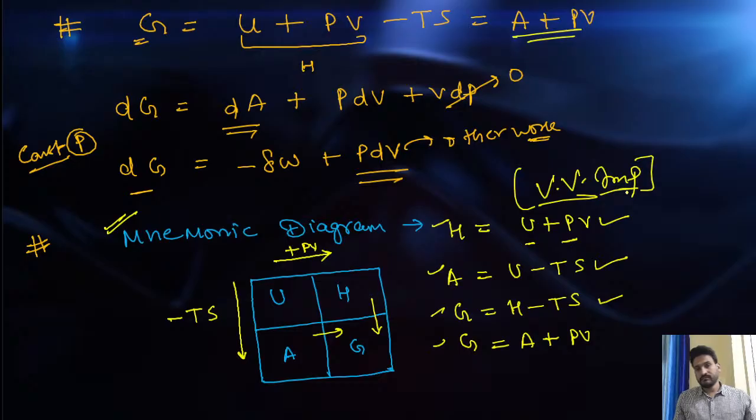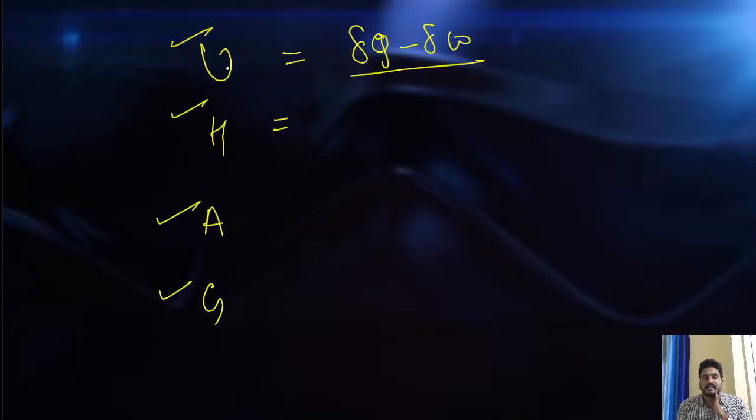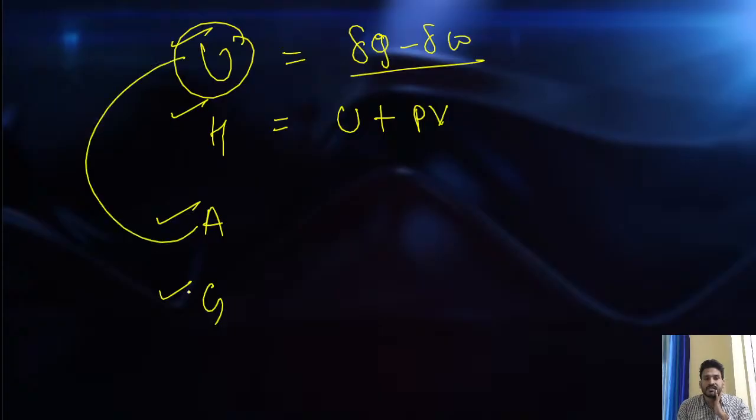And how did I remember them? I do not use this mnemonic diagram. It's your convenience. I remember it like this: I know it is U, H, A and G. This is the chronology. First is U, second is H, third is A, fourth is G. In this way we define this. I know U; what is dU? Del Q minus del W. H is basically coming from U plus PV. A is related to U and G is related to H.